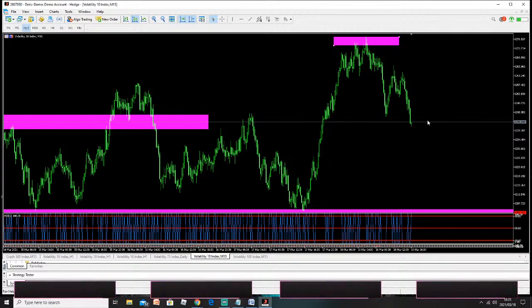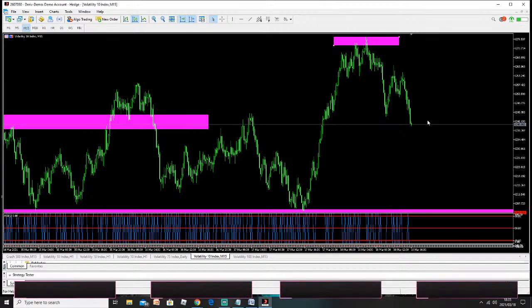I don't use take profit, guys. I don't use take profit. The reason why I don't use take profit is because take profit limits you to do a few things. Price can break this resistance and then you have left the market. Now you need to look for new opportunities.